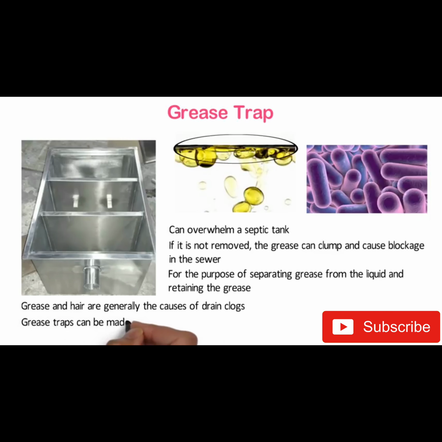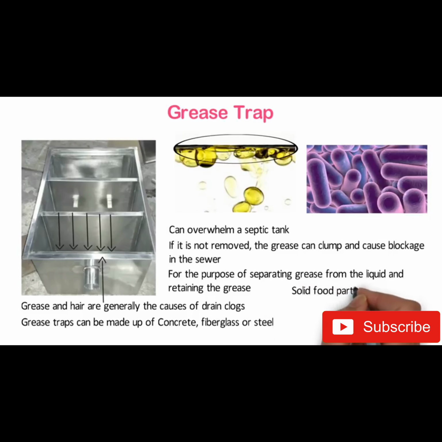Grease traps can be made of concrete, fiberglass, or steel. When the outflow from the kitchen sink enters the grease trap, the solid food particles sink to the bottom, while lighter grease and oil floats to the top. The relatively grease-free water is then fed into the normal septic system. The solid food particles, floating oil, and grease must be periodically removed in a manner similar to septic tank pumping.